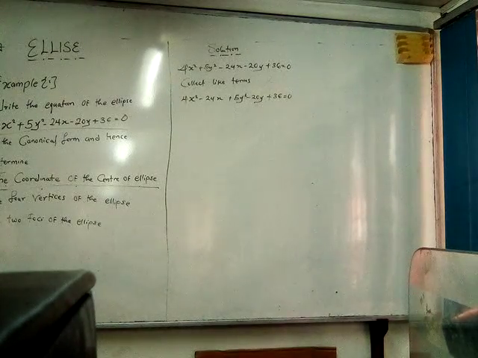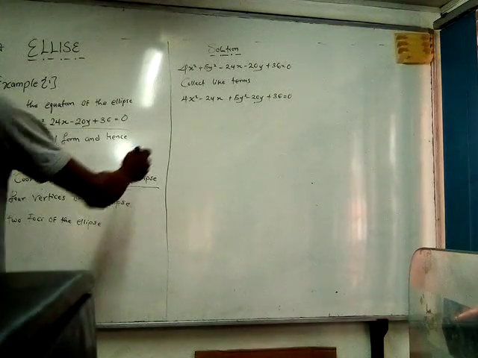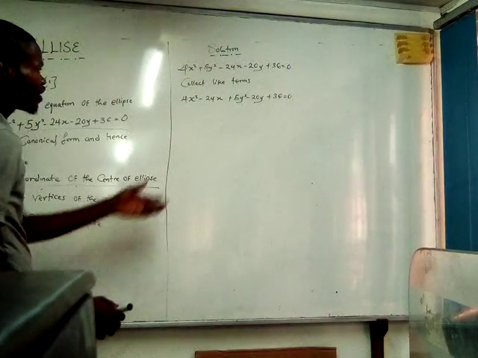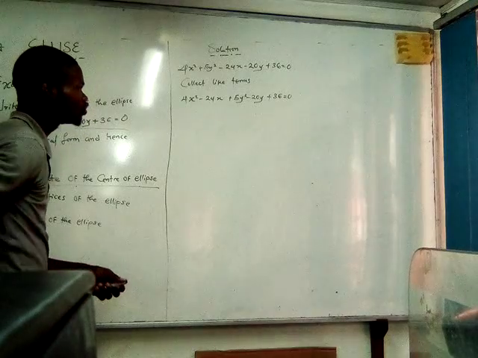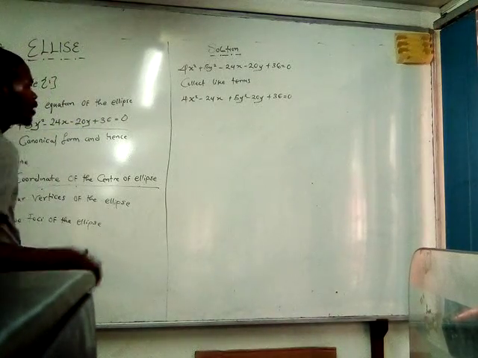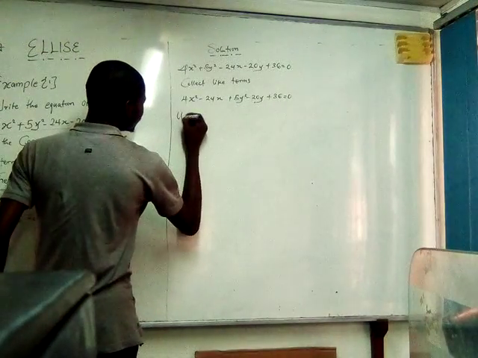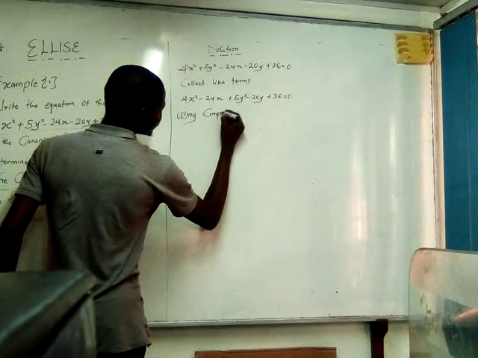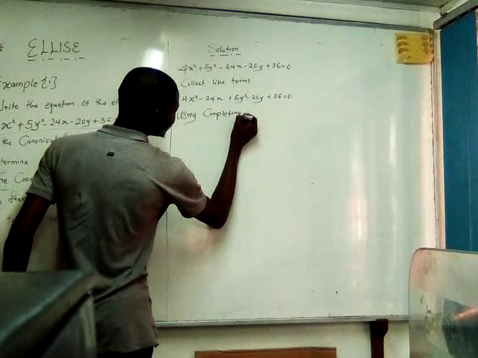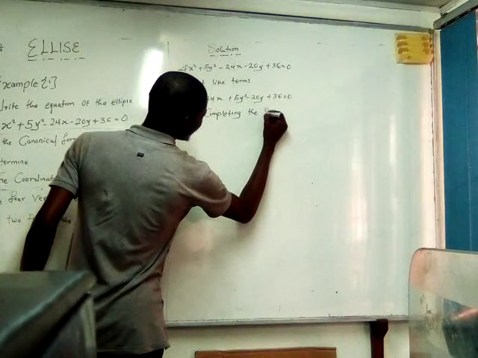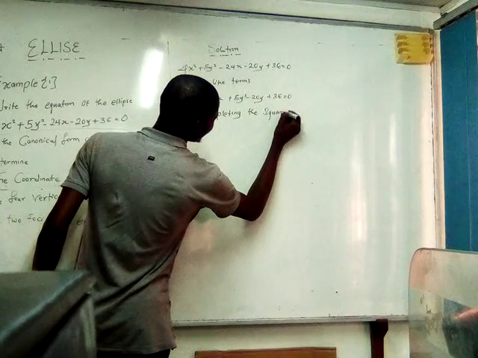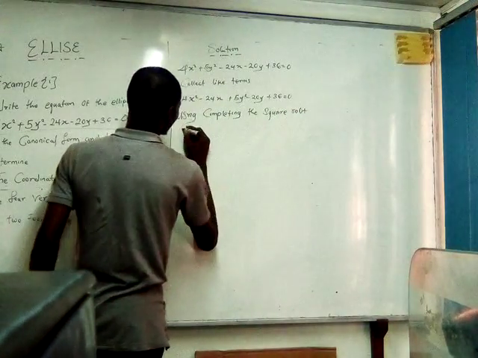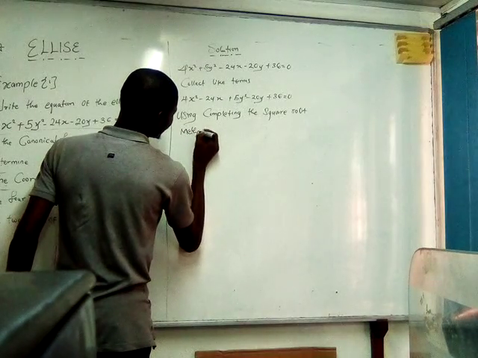Then we are going to proceed. What are we going to do? How are we going to solve this kind of equation? You cannot use factorization method, so we are going to use completing the square method to solve.